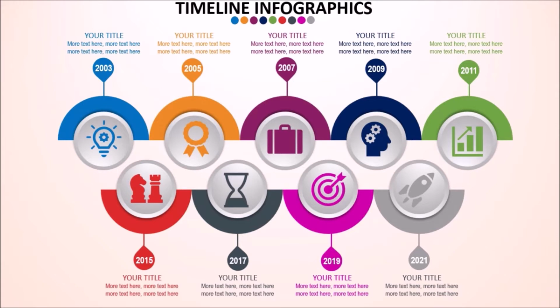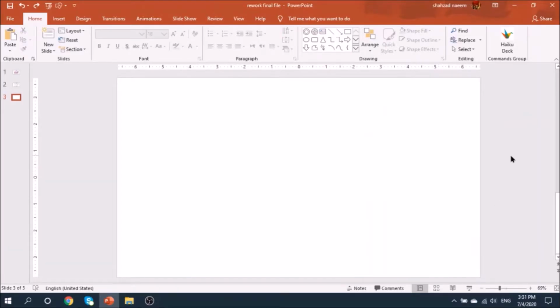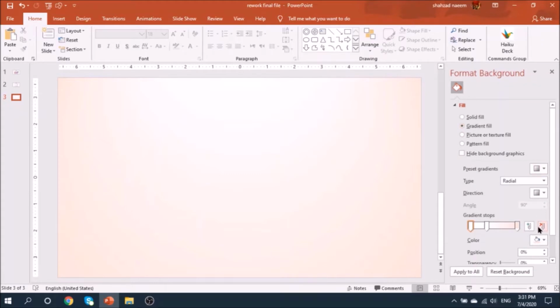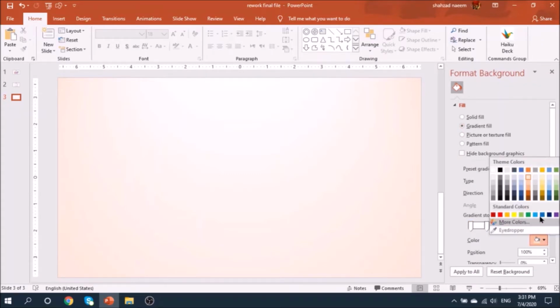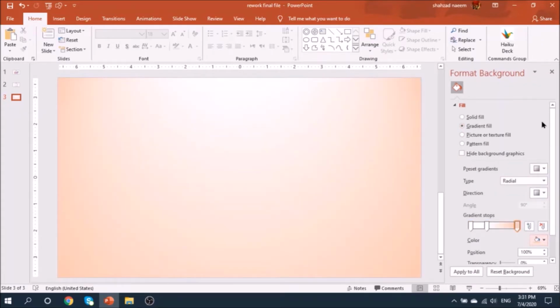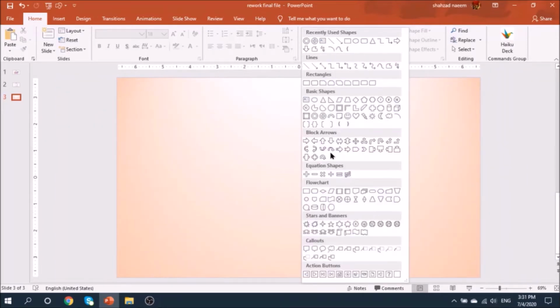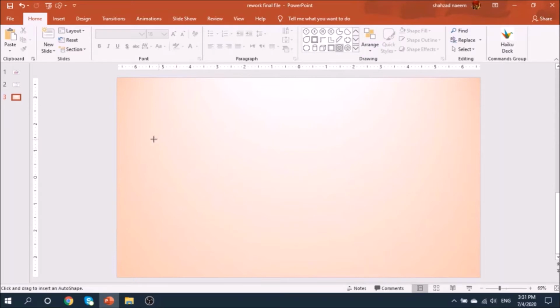So let's start our today's tutorial. As you can see, I have already opened a new PowerPoint page. Let's start with the format background. Right click and now select the gradient fill and select this color. Great. So let's go to shapes and select this hollow circle here and draw it here.